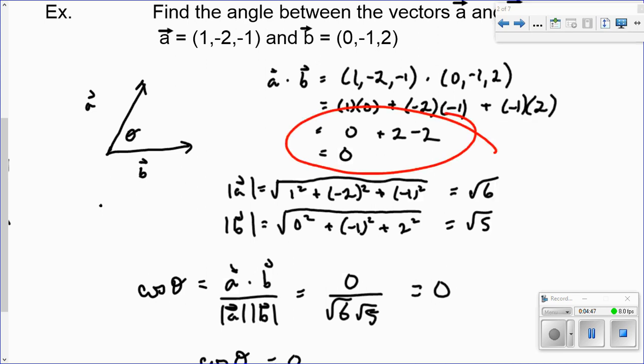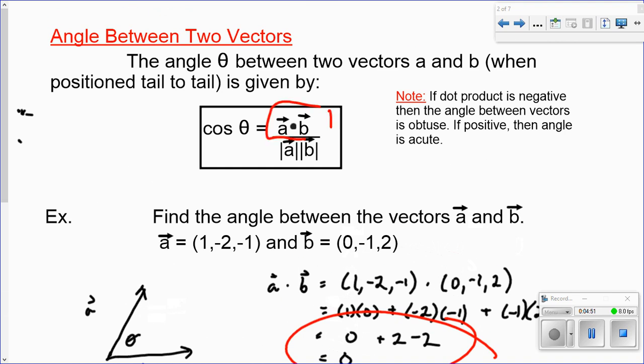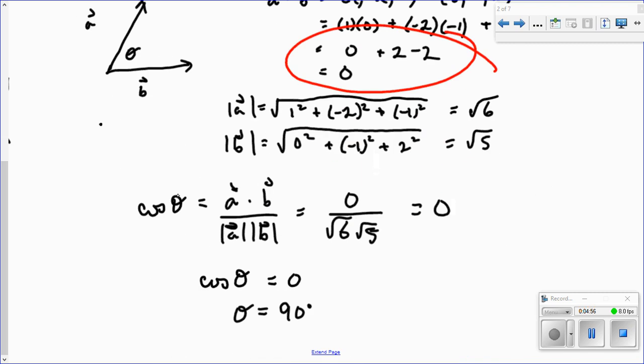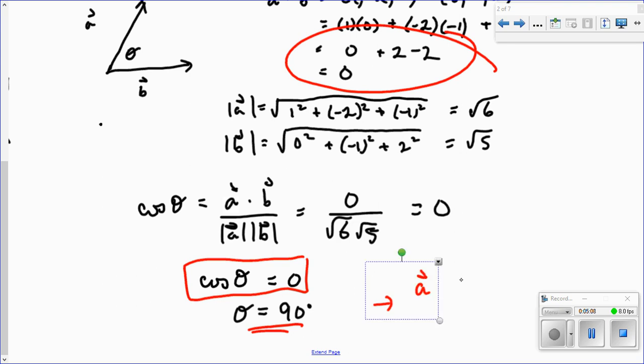When the dot product is 0, that means the numerator, right? The dot product is in the numerator. The numerator is 0, and when the numerator is 0, we know the whole expression is 0, and the cos of theta, the angle theta, when cos theta is equal to 0, the angle is 90 degrees. This basically means that they're perpendicular.